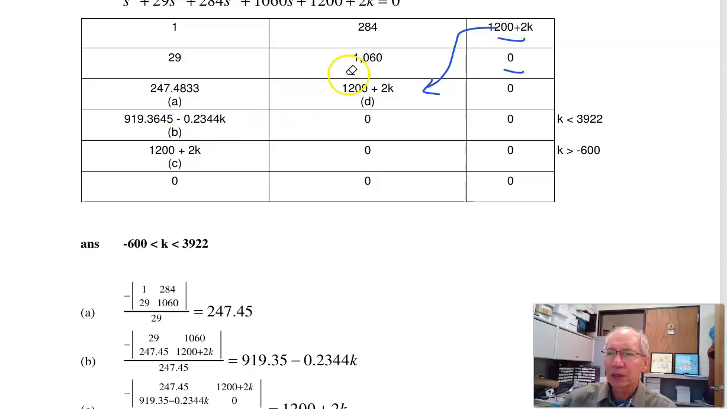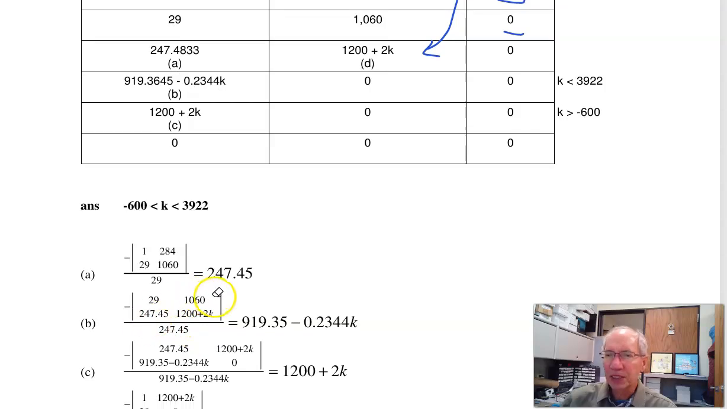over 247. Either 247 times 1060 minus 29 times 1200 over 247, 919. Minus 29 over times 2k over 247. That's B. And C already did.